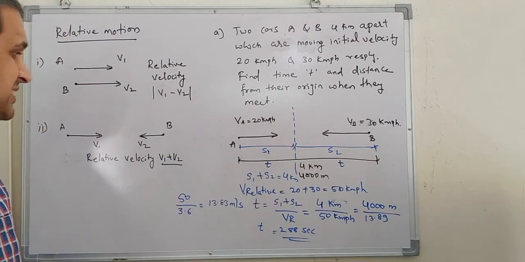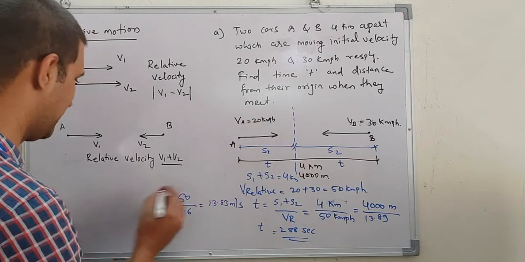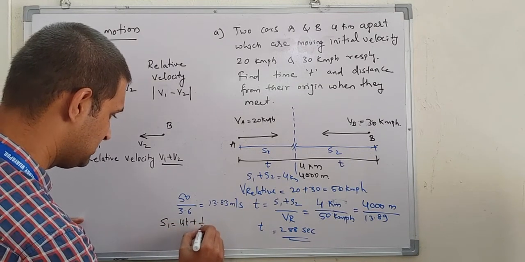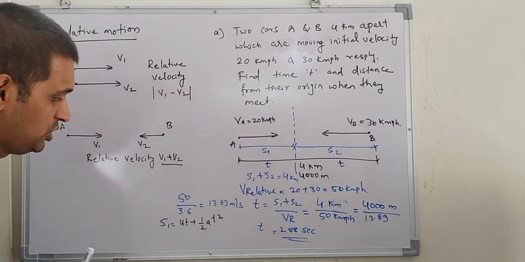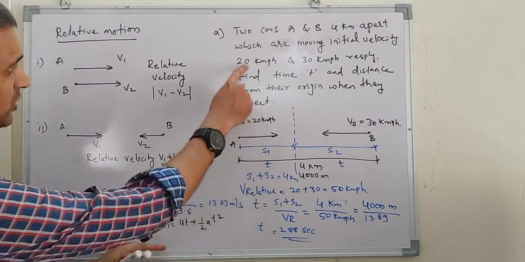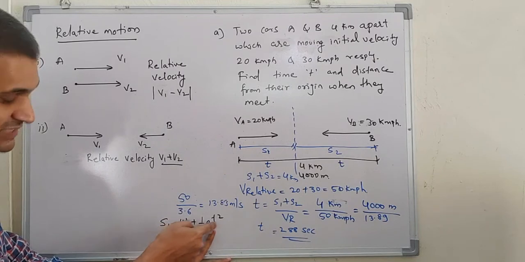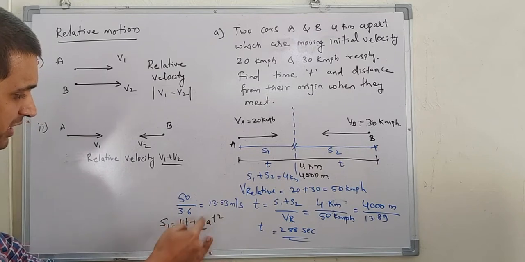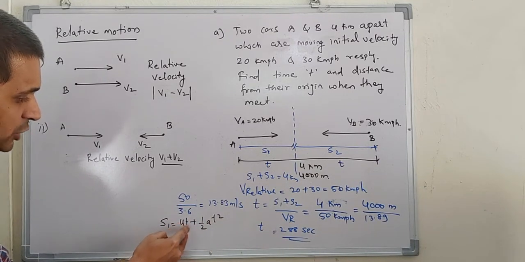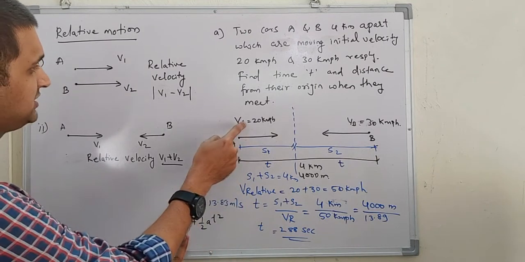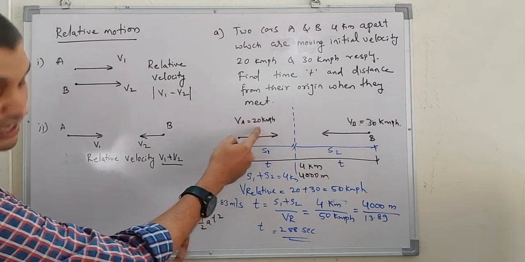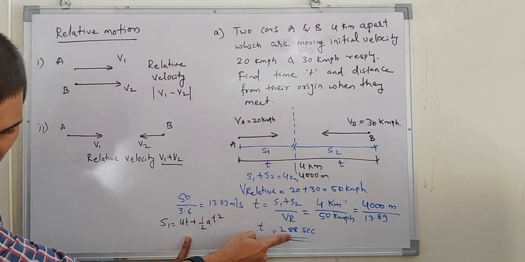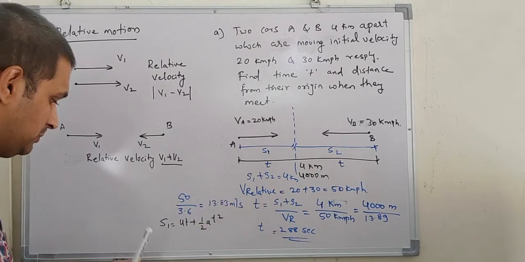So now using again your basic equation, you can calculate what S1 will be. S1 is equal to ut plus half at square. Since they are moving with constant velocity, that is, zero acceleration, this term becomes 0. So you will be left with only u into t. U for this is 20 km per hour, which has to be converted to meters per second, into time, which is 288 seconds.